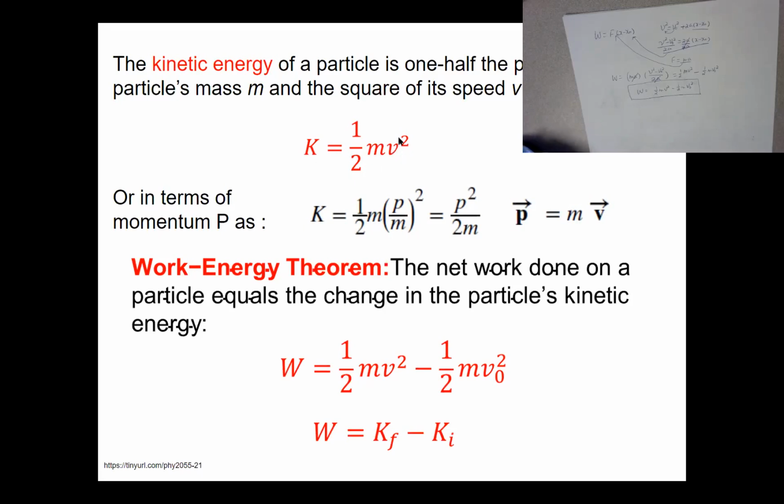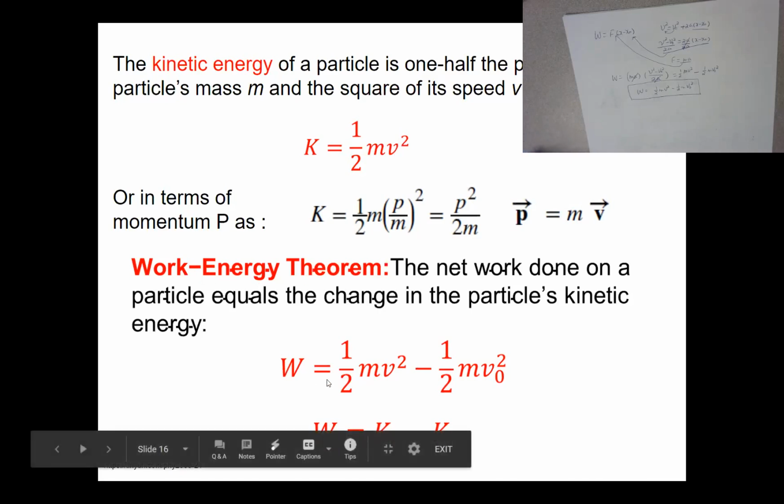All right. Then we can have the work energy theorem, which says the work done on the object is equal to the change in the object's kinetic energy. So change in kinetic energy means final kinetic energy minus initial kinetic energy. Or in the last equation here, work equals Kf minus K initial.